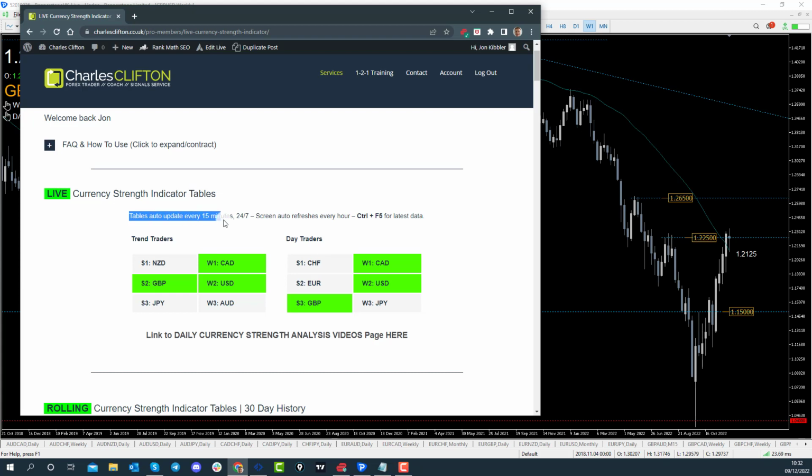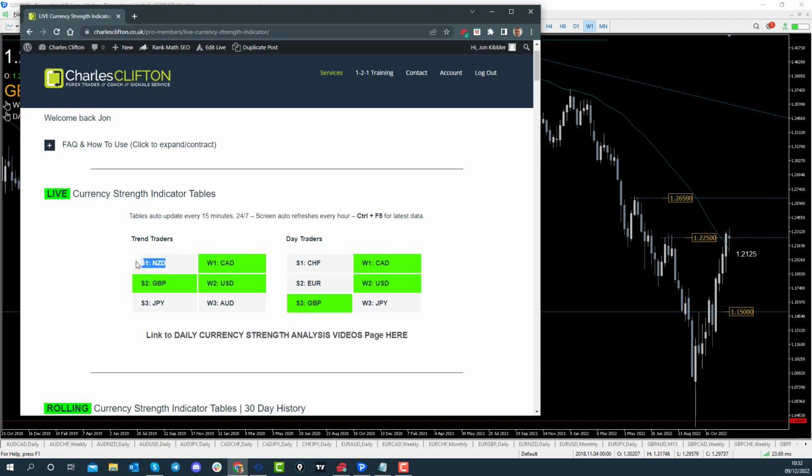The tables auto update every 15 minutes, 24/7, so wherever you are in the world and you have access to the tables, you can access this at any time and get the latest update. You can see here some of the currencies are highlighted in green. That shows there's a confluence between the two trading time frames, and that's where we'll be focusing most of our attention in the videos. Now, what are the trend traders and day traders tables showing us?